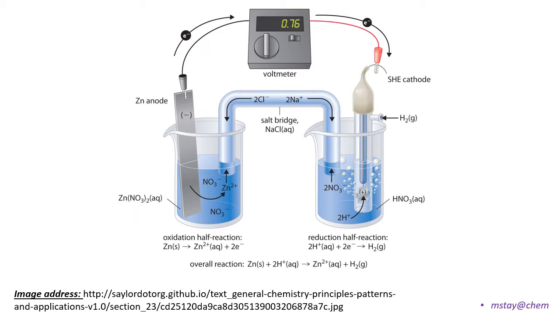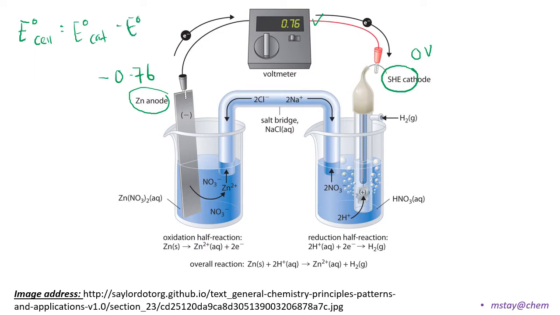Let's say we connect the SHE cathode with the zinc anode. Because the value of the SHE is always 0 volt, the reading shows 0.76. So we know that the electrode potential for zinc is negative 0.76. Later we will use one formula: E naught cell equals E naught cathode minus E naught anode.